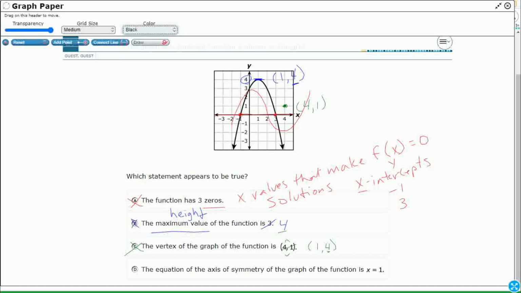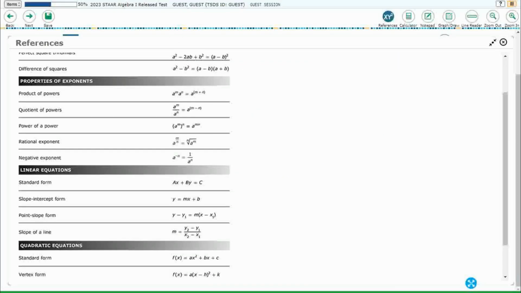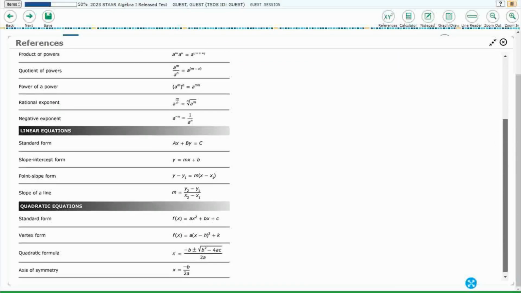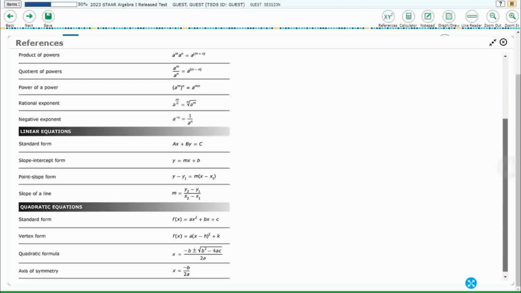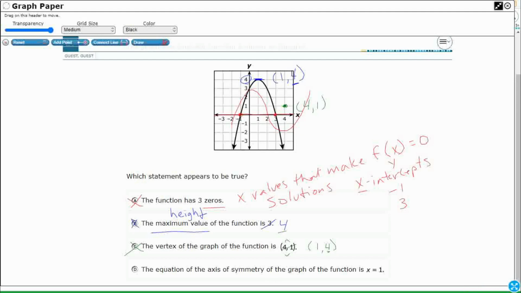Let's look. The equation of the axis of symmetry. All right, so our axis of symmetry. Now, if you look at your reference materials, you're going to see something a little bit strange. And if you look at the quadratics, you're going to see x equals -b over 2a. Well, that helps if you have a function. We don't have an equation here, so that doesn't help us. We're not talking about that axis of symmetry.